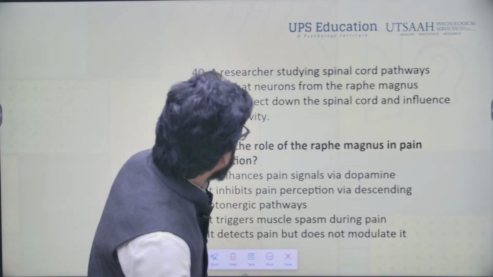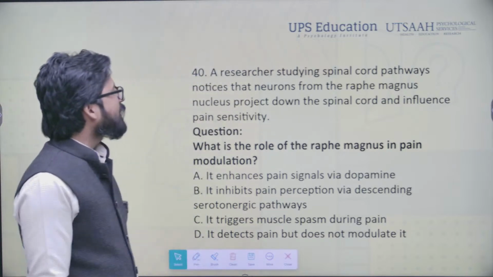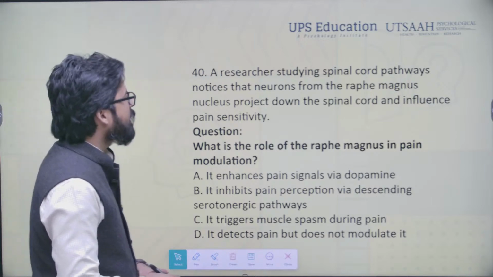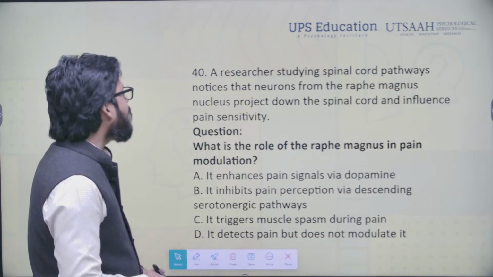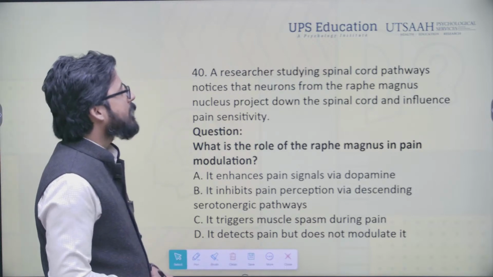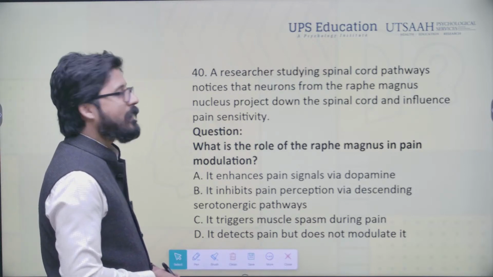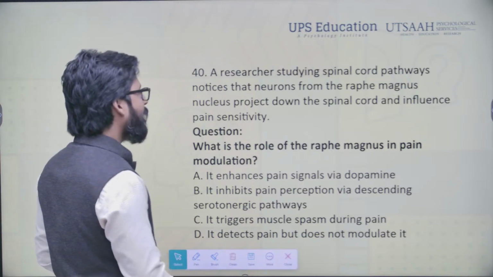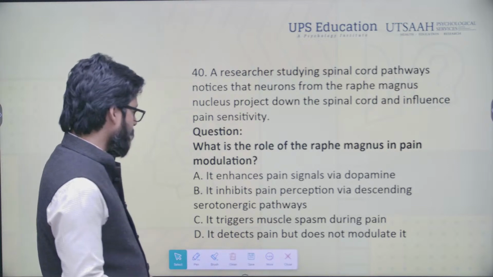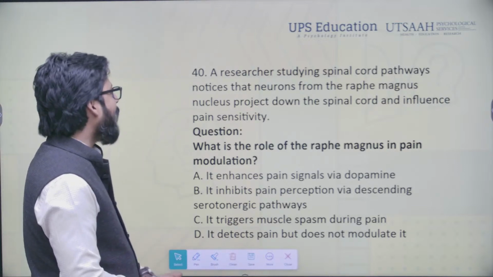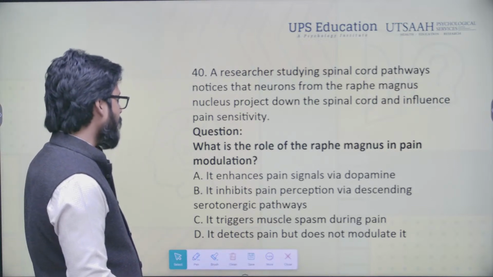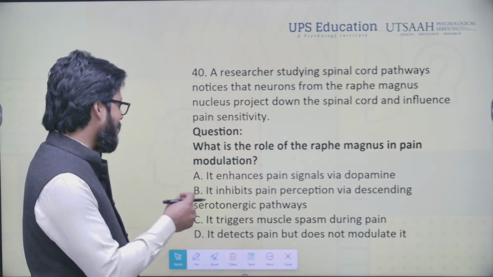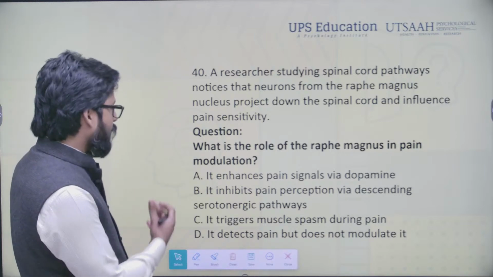Last question you can see. A researcher studying a spinal cord pathway notices that neurons from the raphe magnus nucleus project down the spinal cord and influence pain sensitivity. Question is, what is the role of raphe magnus in pain modulation? Your options are: A, it enhances pain signals via dopamine; B, it inhibits pain perception via descending serotonergic pathway.